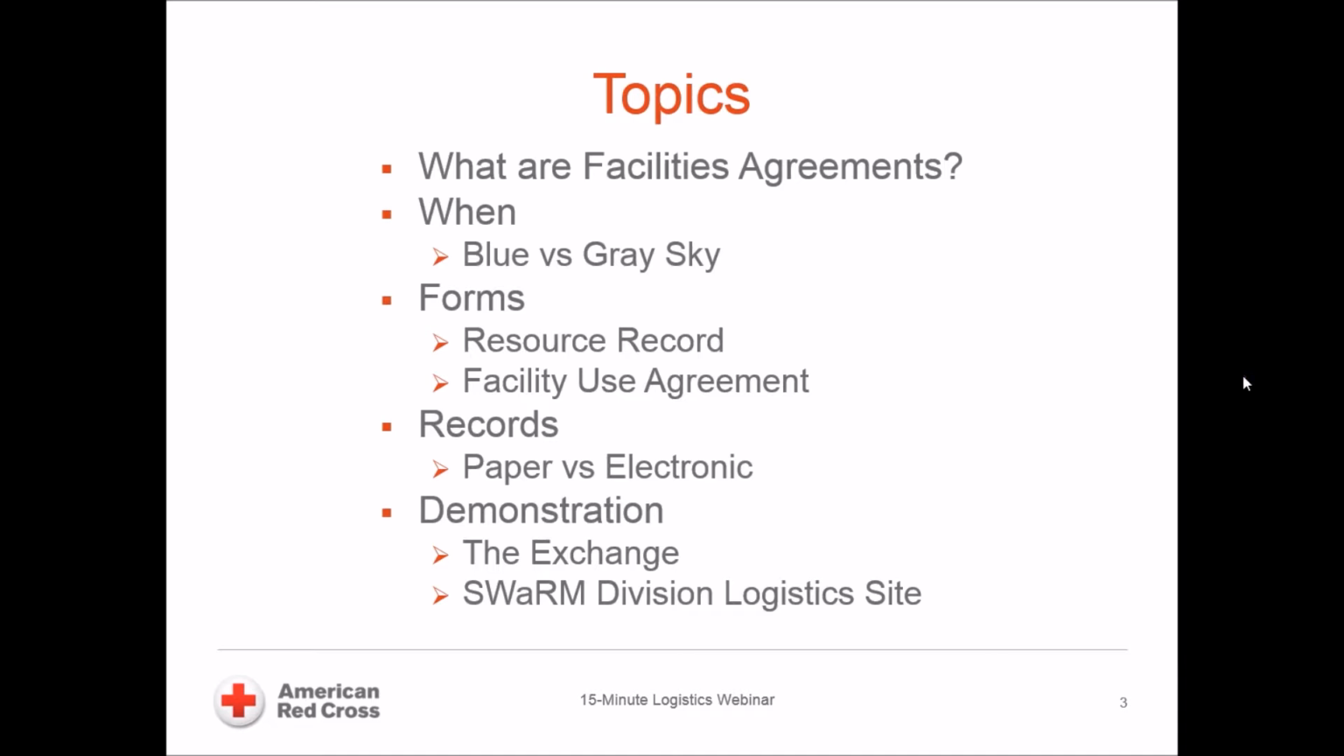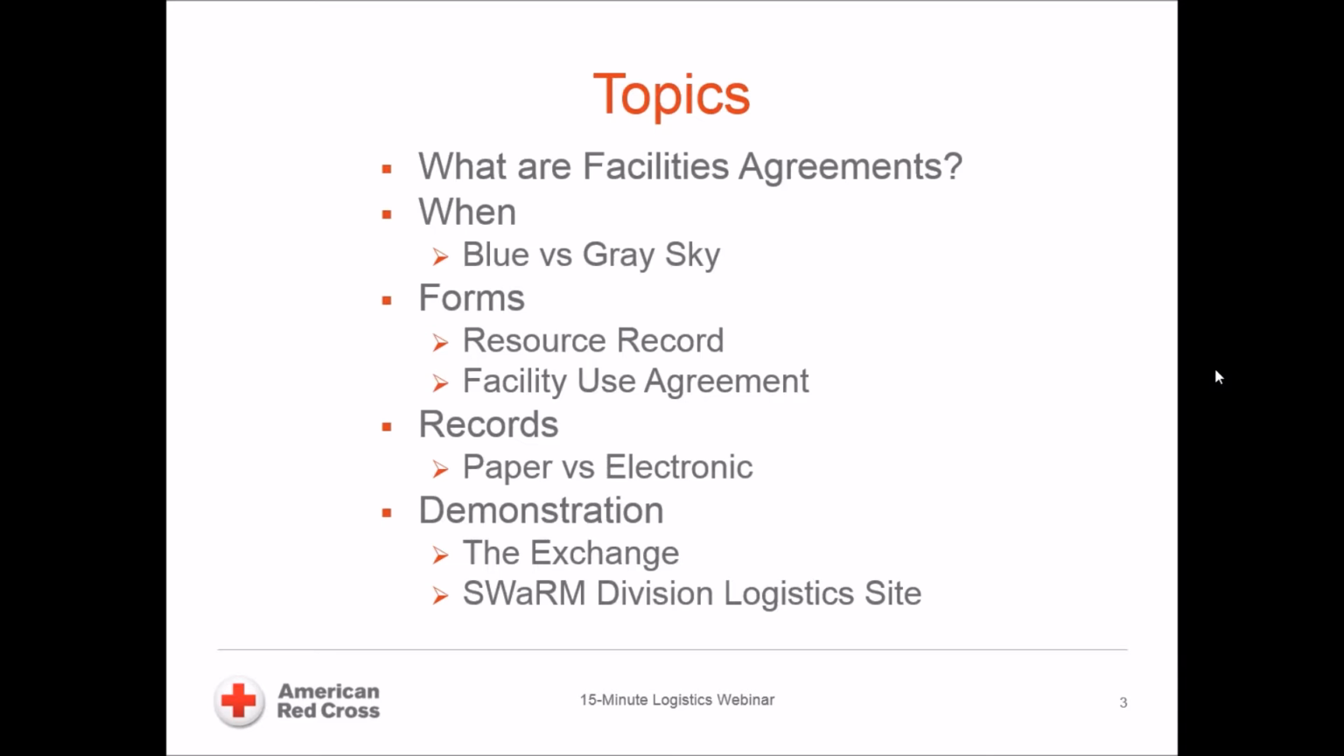So the facility agreements that we're going to be talking about today are those that are used during a response to a disaster. The facilities we use during a disaster are strictly temporary facilities. These are facilities that have either been loaned to us or been donated to us, or we've agreed to lease them for a short period of time during the disaster.